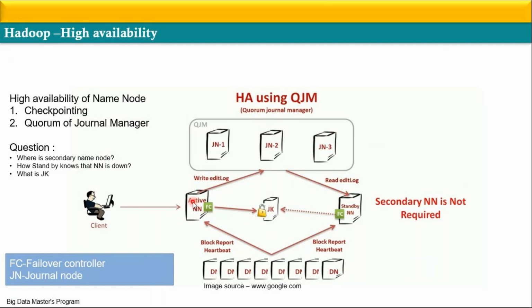And once the name node is down, Zookeeper triggers or unlocks this particular link. Now the standby name node will be able to communicate with the client, and as he is reading, he is able to read the data from the quorum of journal managers. So he is updated with the information whatever is being sent by the active name node. FC is the failover controller over here.